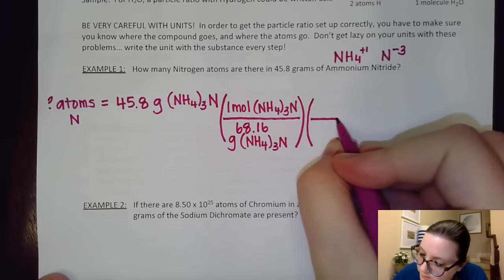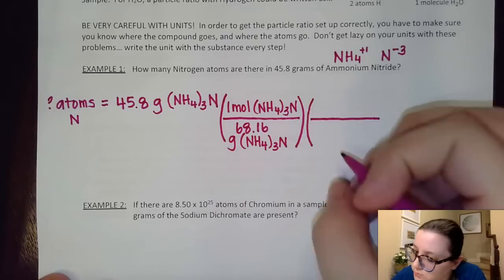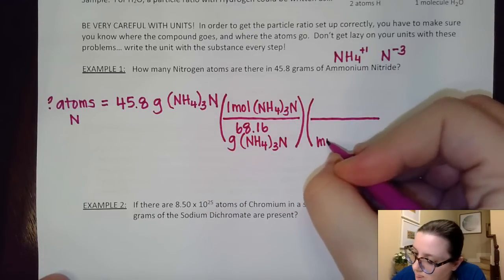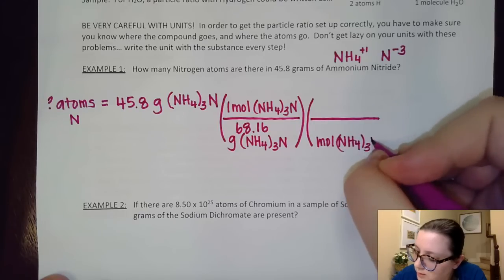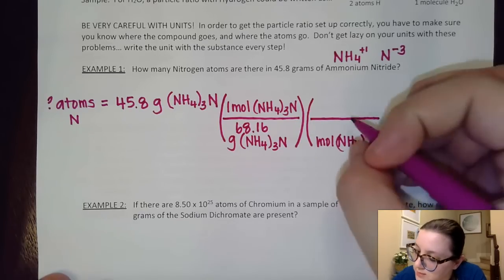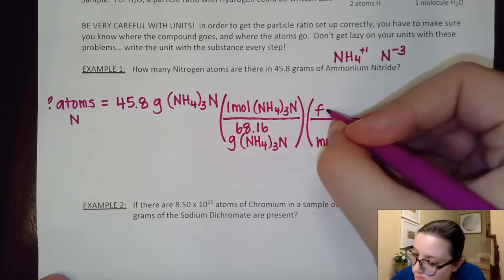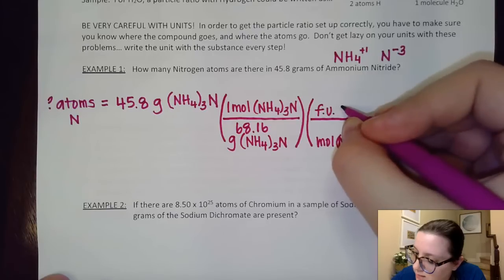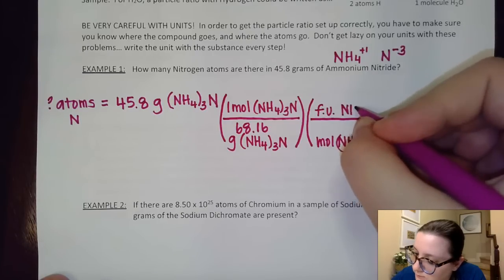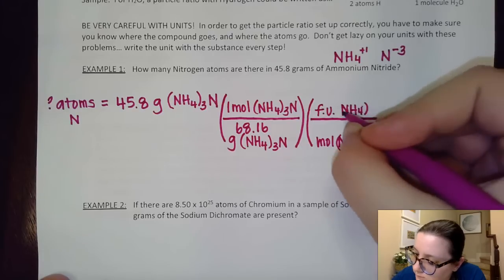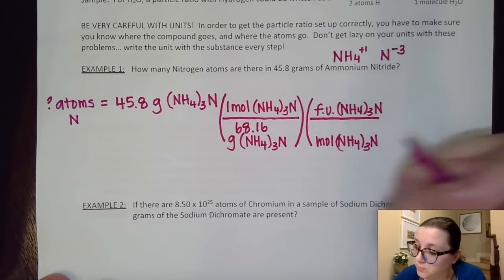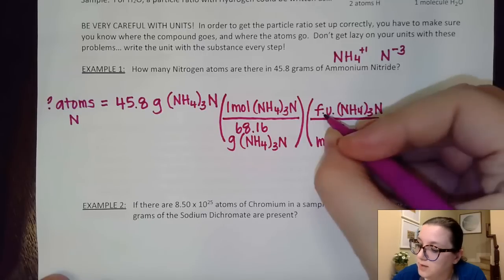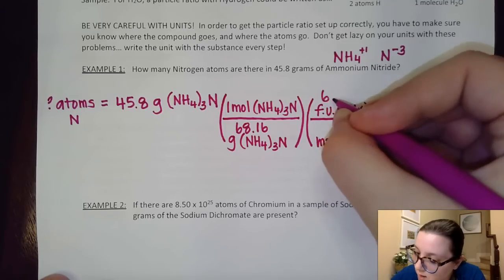So another step here, moles of (NH4)3N are going to go on bottom. We're going to take this into formula units of the (NH4)3N. And as a reminder, again, with moles, I put 1. With my formula units, I'm going to put my Avogadro's number.